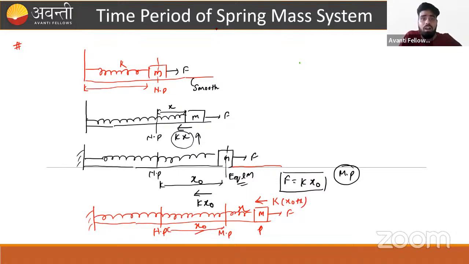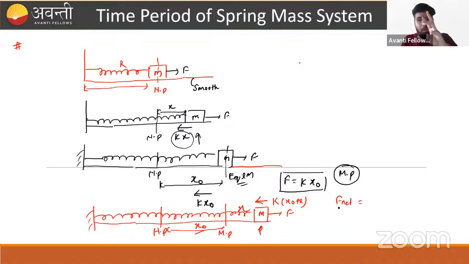Why are we writing X naught plus X here? Because in spring force, the elongation or deformation is always measured from the natural position. Most students are always confused about Kx naught. But we have to be clear: whenever spring force is involved, always measure the deformation from the natural position.